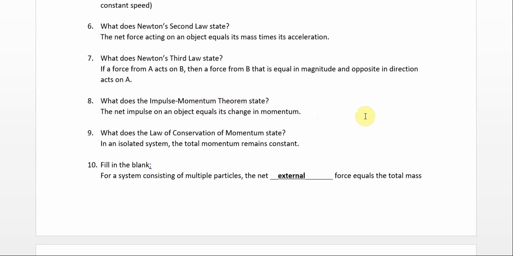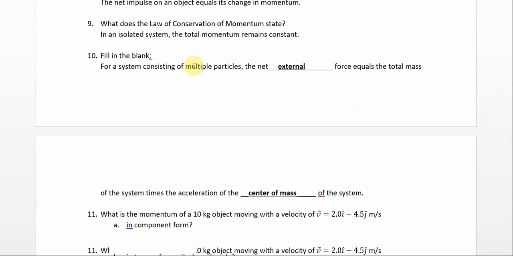Number 9, what does the law of conservation of momentum state? In an isolated system, and it is important that you include that caveat because it's not true in general, but in an isolated system, or in a system where there are no external forces, or the external forces add up to 0, the total momentum remains constant. It doesn't change.